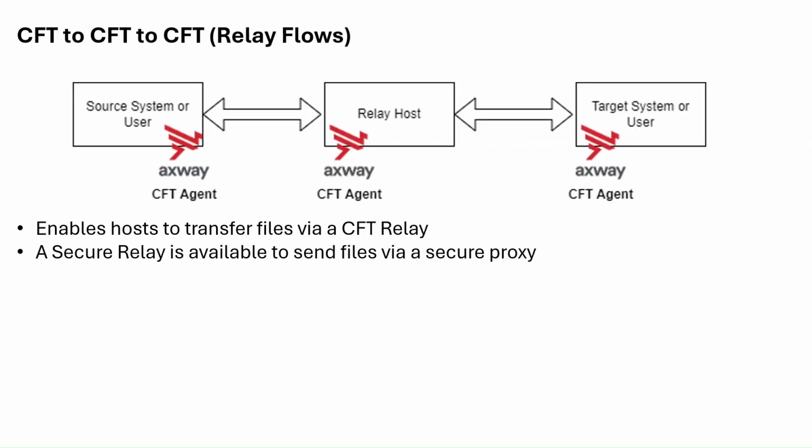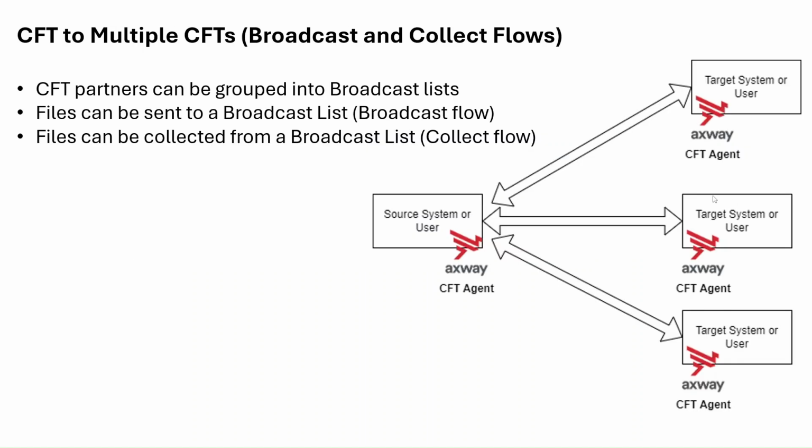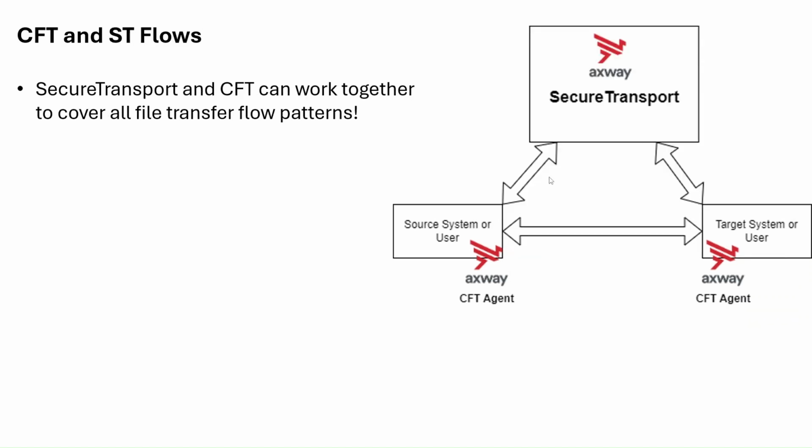CFT also supports relay flows, so if we need to send to a target that we can't necessarily have a direct connection to, we can send through a CFT relay. We also have a secure proxy solution available for CFT. CFT supports broadcast and collect flows, so we can define a list of partners on our source CFT and we can transfer files to multiple partners as part of a single file transfer process. We can also do the reverse, we can go out and collect files from multiple partners, and that would be called a collect flow.